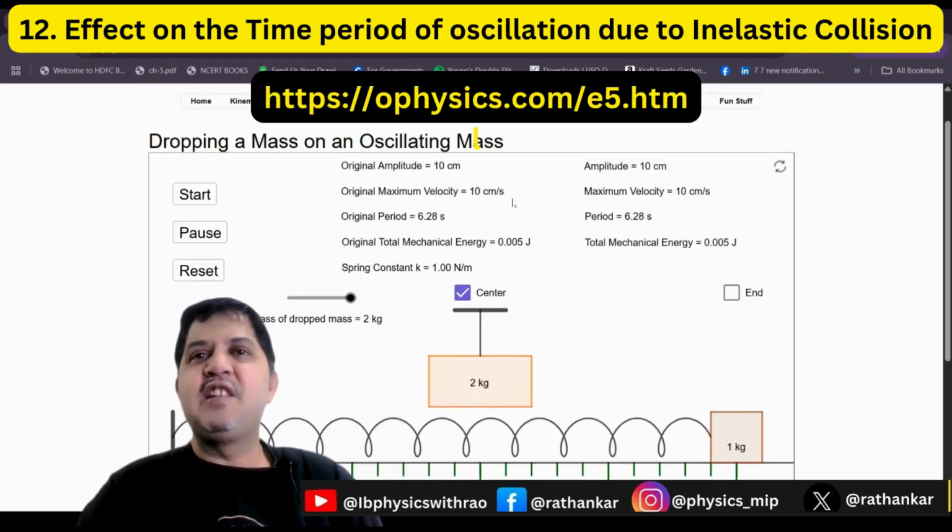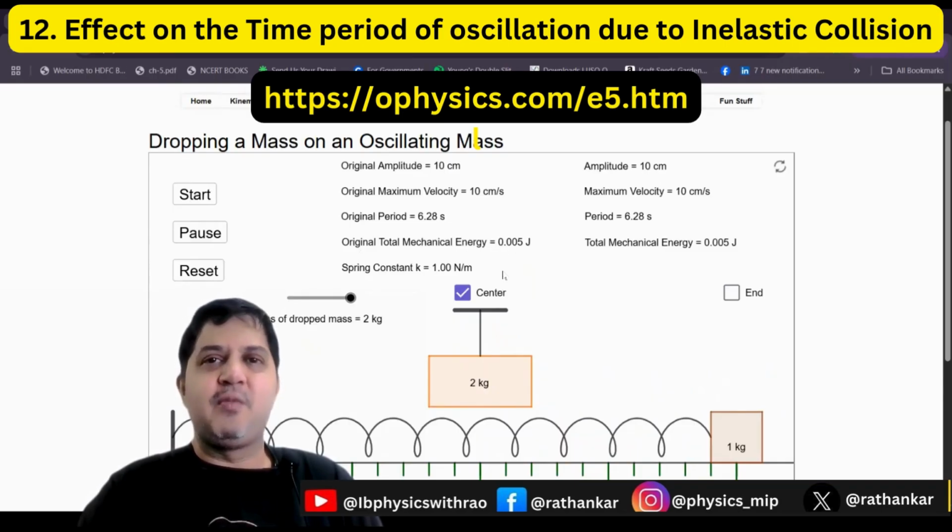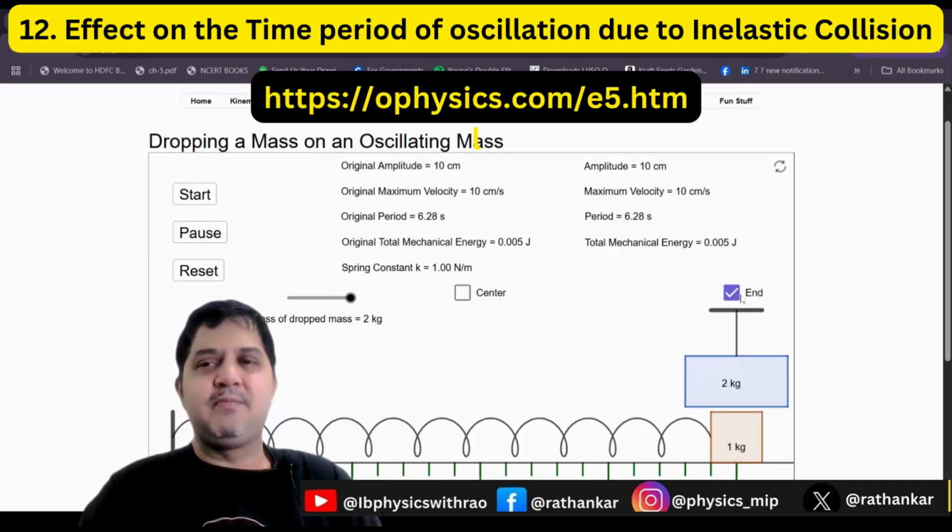Original maximum velocity is 10 centimeter per second. This is on the spring. Original period is 6.28 seconds. Then total mechanical energy is equal to so much. Spring constant equal to so much. Okay, and either I can drop the object either here or I can drop the object here. When I click on this, object will be dropped. When I click on this, object will be dropped. Okay, let me try with this.